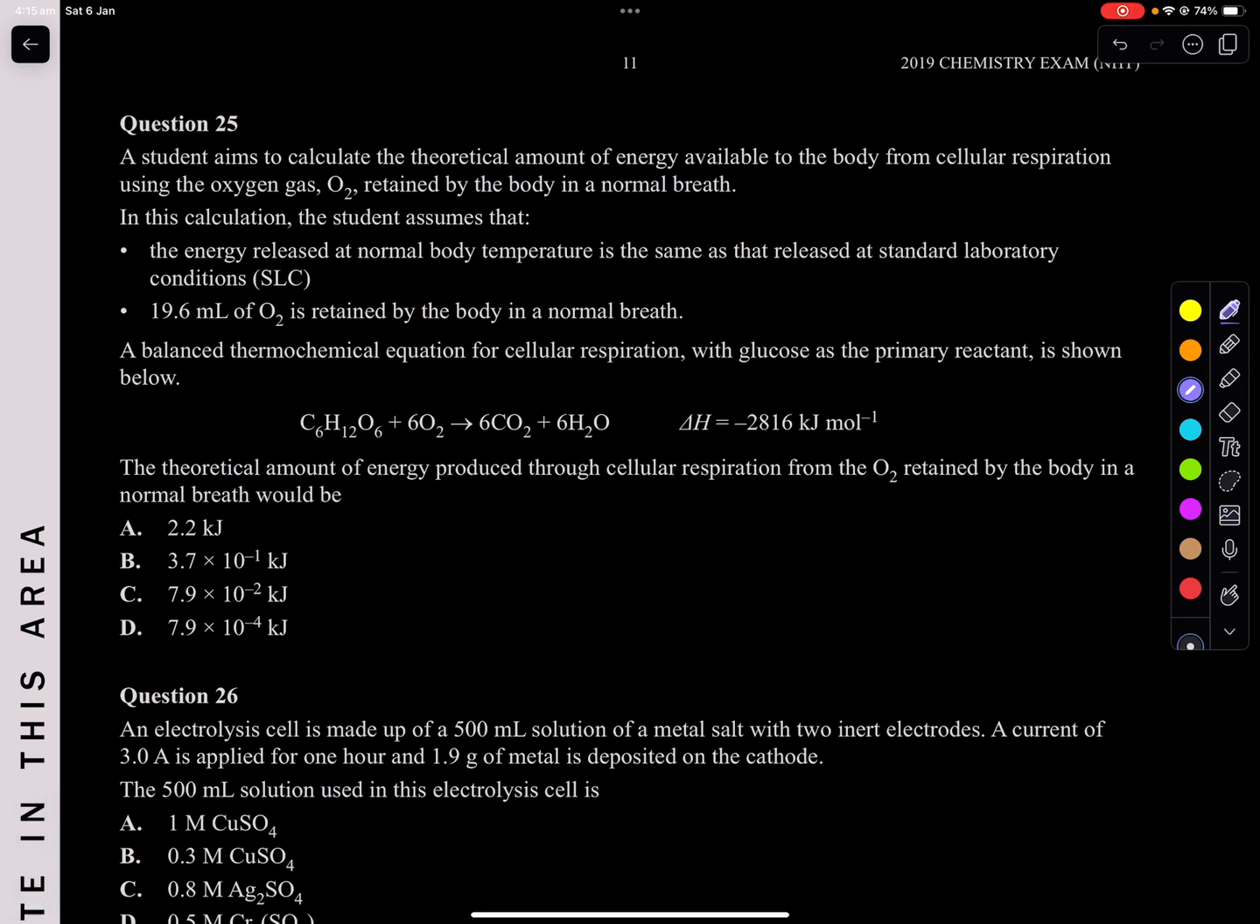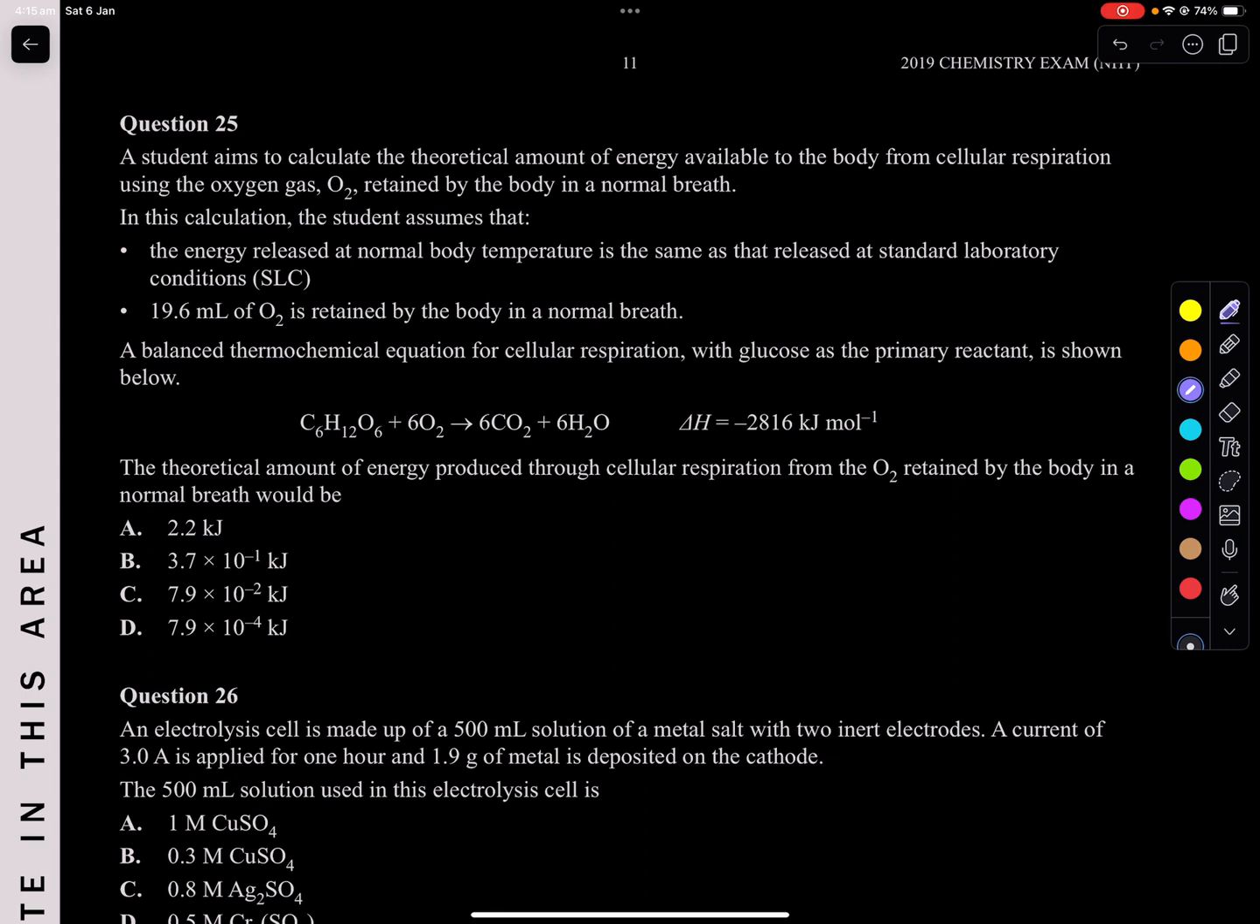25. Let's look at 25. A student aims to calculate the theoretical amount of energy available to the body from cellular respiration using the oxygen gas O2 retained by the body in a normal breath. In this calculation, the student assumes that the energy released at normal body temperature is the same as that released at standard laboratory conditions. Okay, so as SLC.